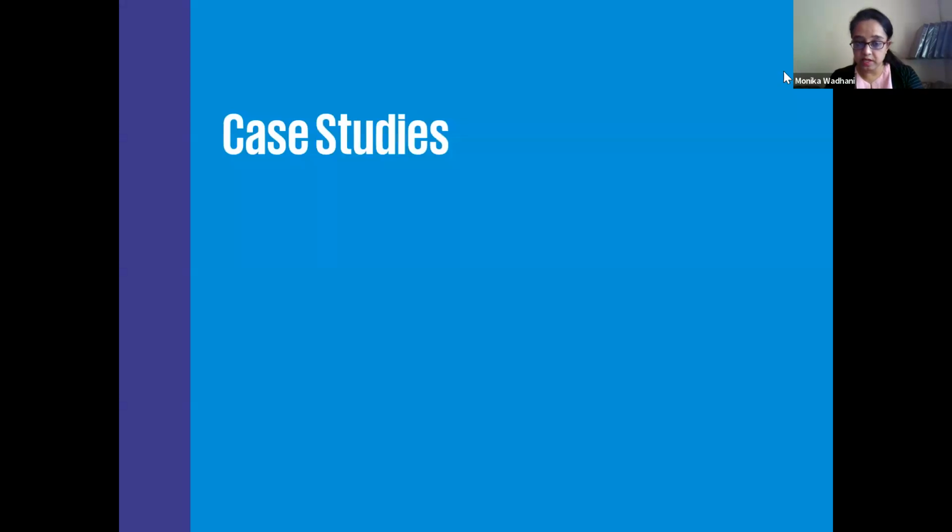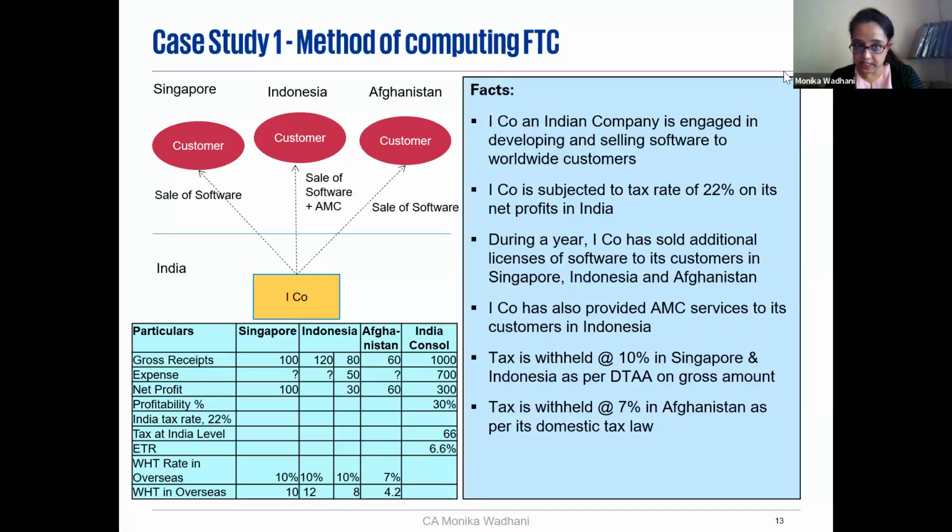Friends, with this, let us understand various case studies, starting with the first case study on the method of computing foreign tax credit. Whether it should be the gross method or net method, or whether it should be the proportionate method or specific method, as the case may be. Let us understand with the help of one example.